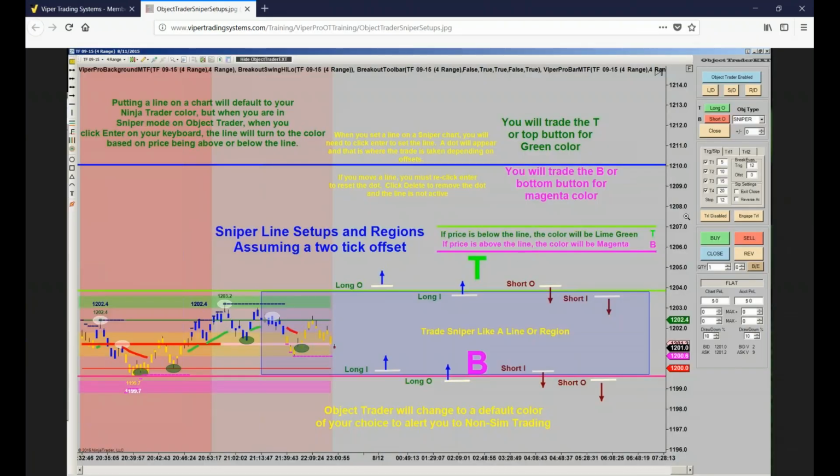Sniper line setups. This shows you exactly how I was doing that earlier. I'm looking at long outside. Am I looking at long inside down at the bottom? If, for instance, it breaks back inside a box, would I go long? This shows you different setups for long inside, long outside, short outside, short inside, and that's based on a 2-tick offset. So you can see exactly how to use that.